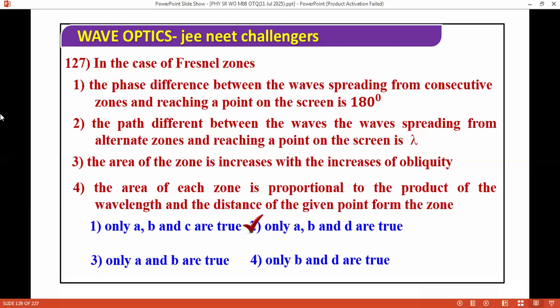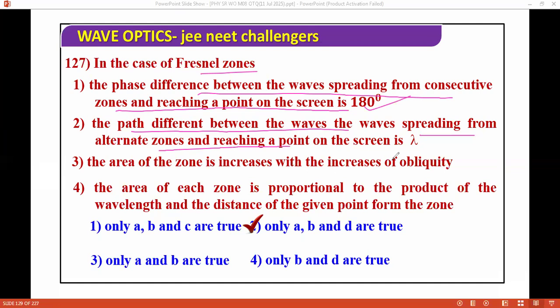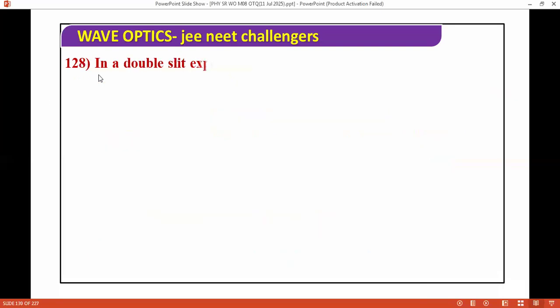So basically in this question, Fresnel zones, if you see, the phase difference between waves spreading from consecutive zones and reaching a point on the screen is 180 degrees, agree? The path difference between the waves spreading from alternate zones and reaching a point on the screen is lambda. The area of each zone is proportional to the product of the wavelength and the distance of the given point from the zone. So this is clear to you, I hope so. Next question, I'm moving ahead.